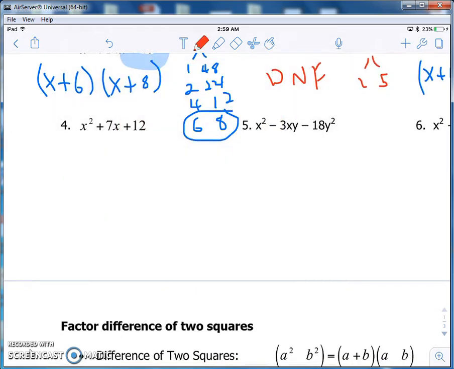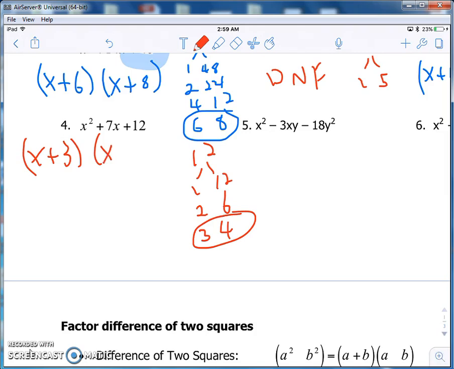Looking at number 4, the factors of 12 are 1 and 12, 2 and 6, 3 and 4. It's 3 and 4 that add to be 7. That goes straight into our parentheses, x plus 3, and x plus 4.